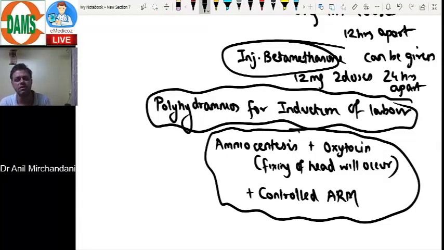Now in labor chapter you must have heard that for augmentation of labor we first do ARM, then we wait for half an hour, and then if required then we give oxytocin. Here the story is slightly different. This is induction of labor for polyhydramnios, where we want the uterus to contract so that the ball head fixes into the basin, pelvis, and once the ball fixes into the basin, there will be less chance of cord prolapse. So amniocentesis, oxytocin, and then controlled ARM. This is for induction of labor in polyhydramnios.